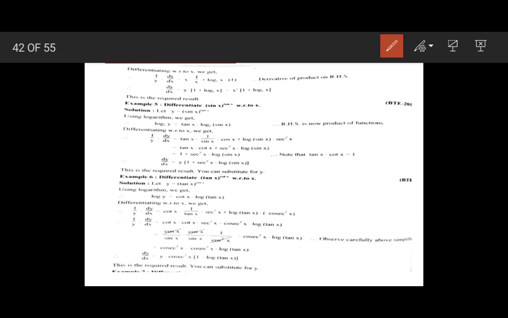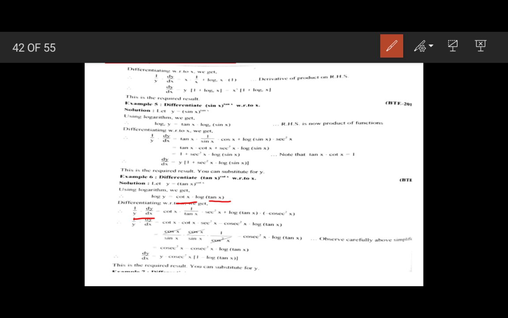Let's see one more example. Here the question is differentiate 10x raised to cot x. Again function raised to function is given. So we'll take log on both the sides. So log y is equal to cot x into log 10x. Okay. Now differentiating with respect to x. So what will I get?